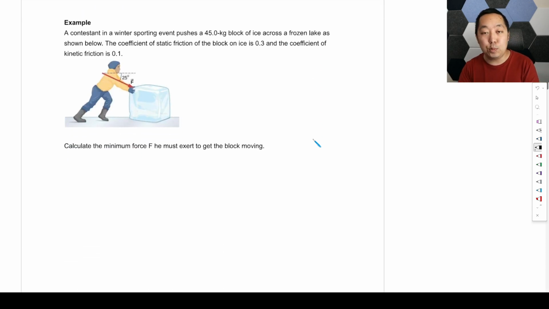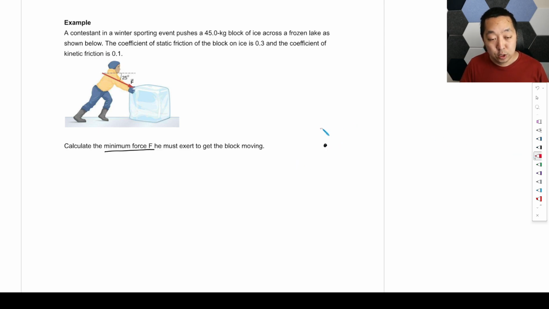So we did this problem before in the last lesson. Contestant pushes his 45 kilogram blocks across a frozen lake. The coefficient of static friction is 0.3 and the coefficient of kinetic friction is 0.1. Calculate the minimum force that he must exert to get the block moving. So we've got to overcome the maximum static frictional force to get it moving, right?